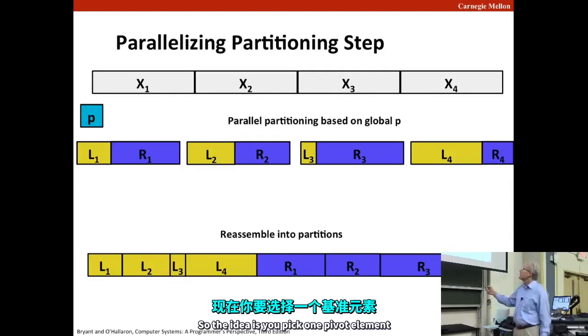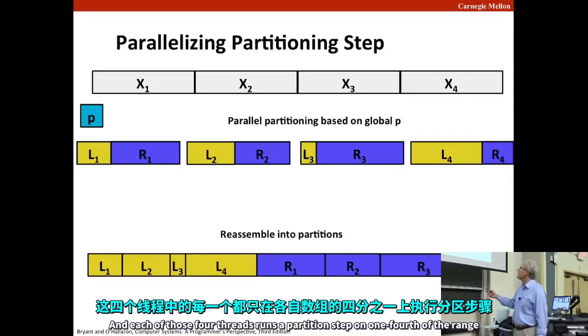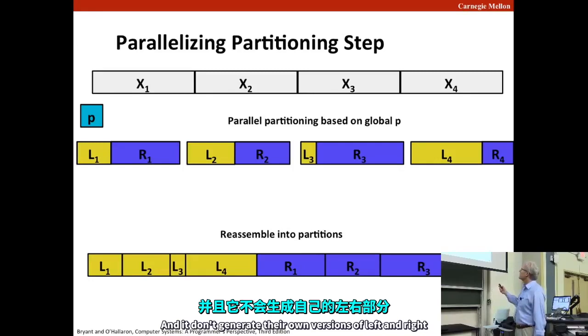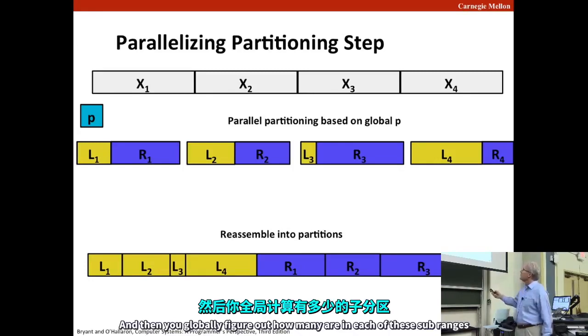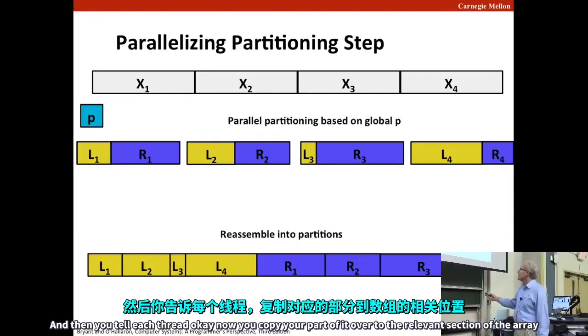And so the idea is you pick one pivot element, but now you fire up, in this example, 4 threads. And each of those 4 threads runs a partition step on 1/4 of the range. And they'll generate their own versions of left and right. And then you globally figure out how many are in each of these subranges. And then you tell each thread, okay, now you copy your part of it over to the relevant section of the array.